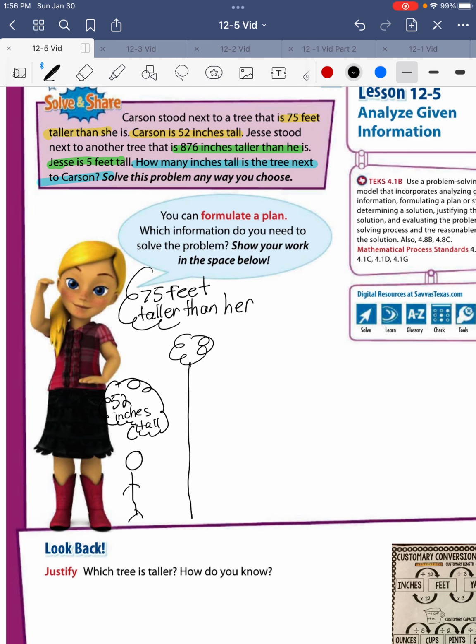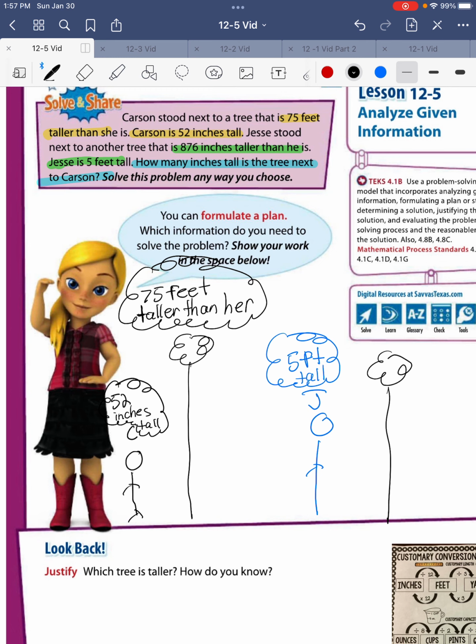Okay. Notice how it's not saying the tree is 75 feet. No, it's saying the tree is 75 feet taller than her. So we don't know the exact measurement of the tree. Okay. Then it moves on to Jesse. So I'm going to draw Jesse over here. Put a J. It says Jesse is 5 feet tall. And the tree next to Jesse is 876 inches taller than him.